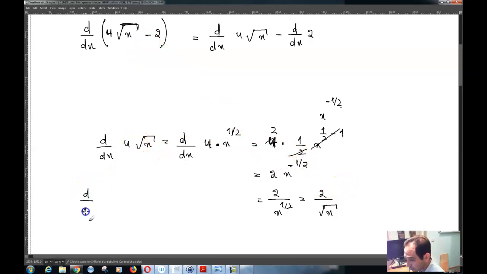So then d by dx of 4 times square root of x is equal to 2 over the square root of x. So over here you can write 2 over the square root of x.